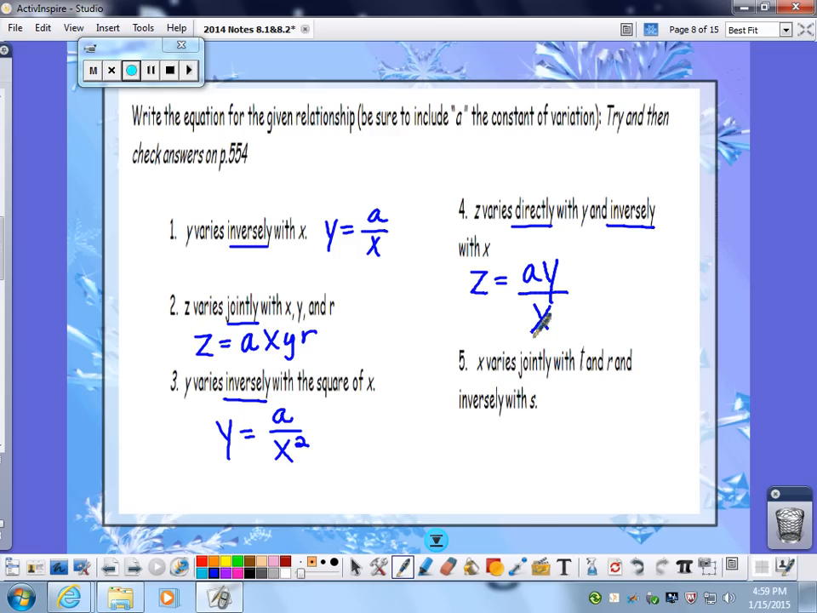All right, try number 5. So x varies jointly with t and r and inversely with s. So x is equal here, and still need that constant, t times r over s. It's all about knowing what those words mean: inversely, directly, and joint. Understanding those relationships. You can start a little bit on 7b, but half of 7b's homework is dealing with these 3 relationships.